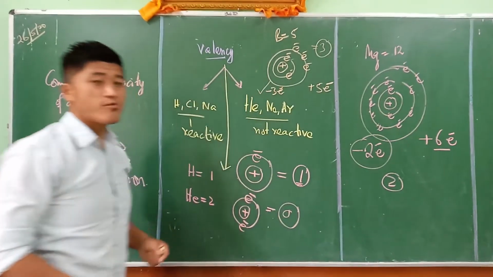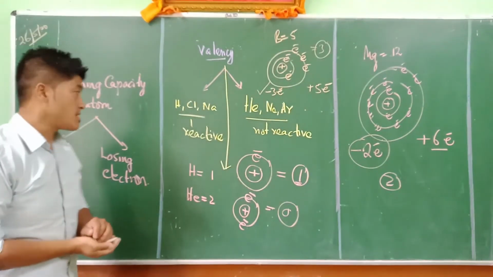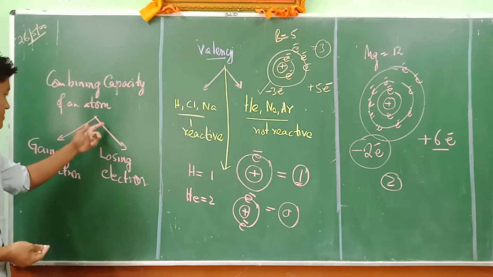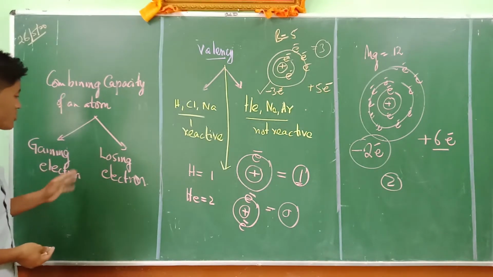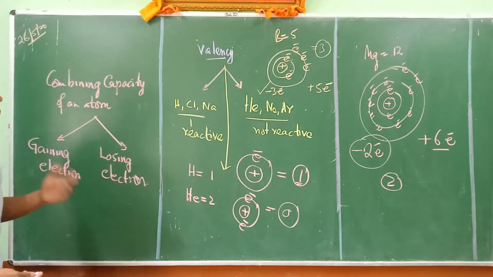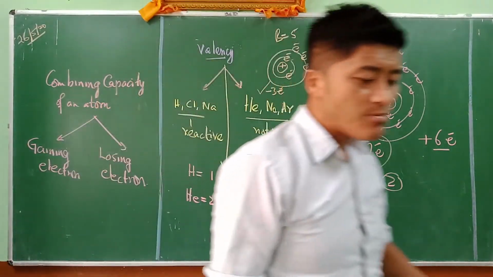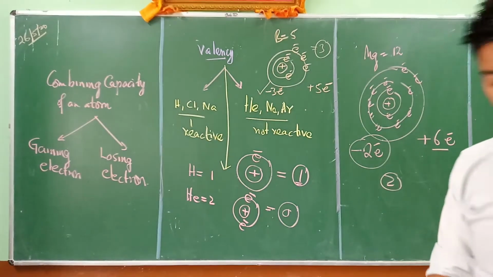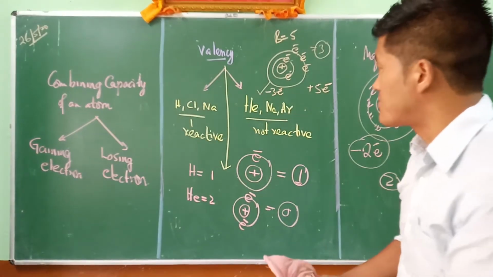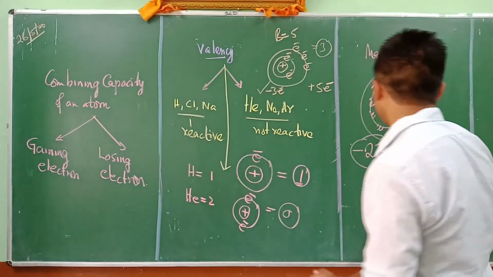This is how we are going to write the valency. So valency is the combining capacity of an atom by gaining an electron or by losing an electron, is what we refer to as valency. Understand? So now, if you are able to understand the valency, we will also be able to write the chemical formulas here. Okay.